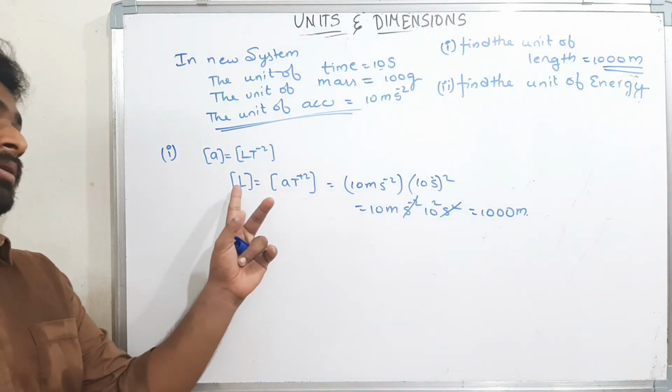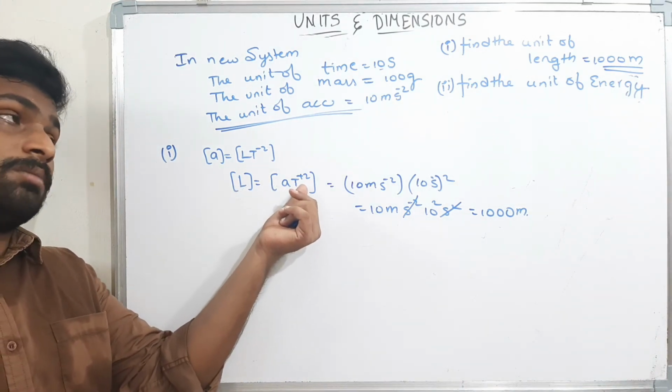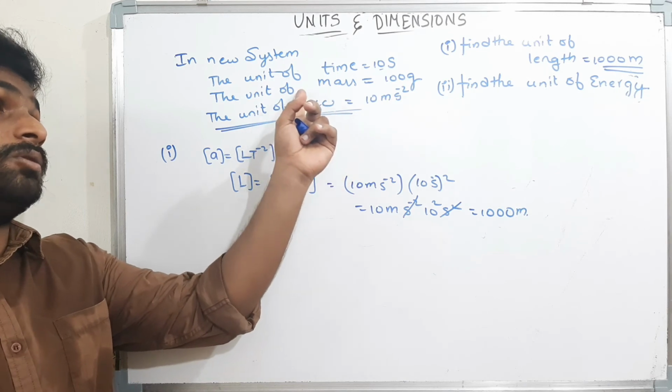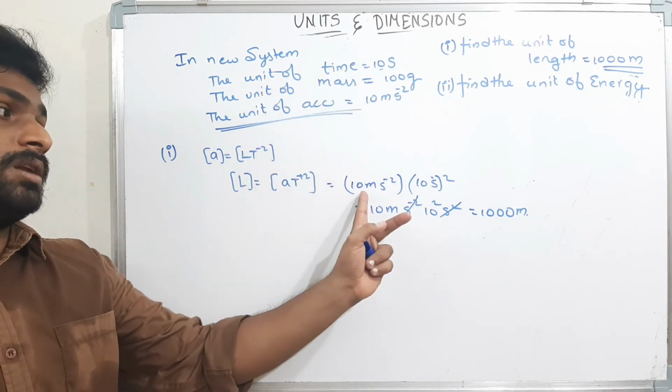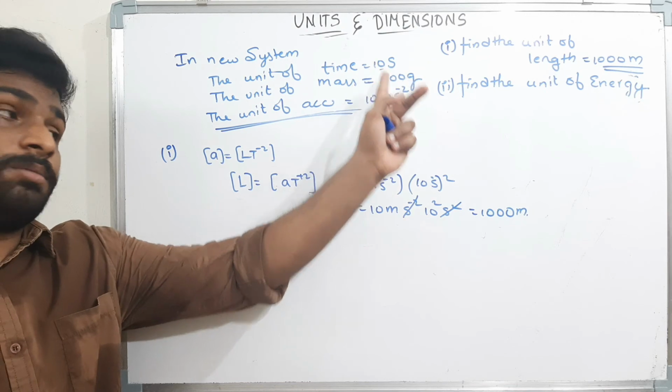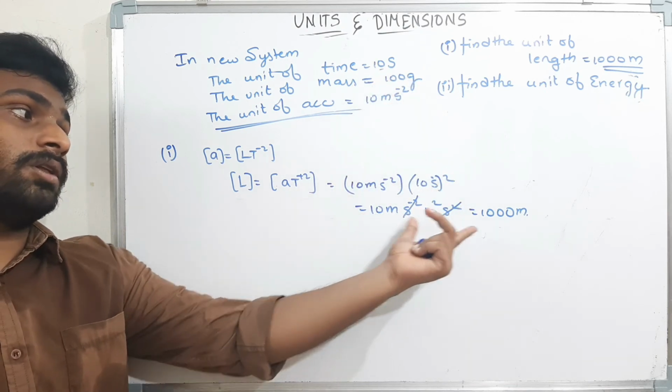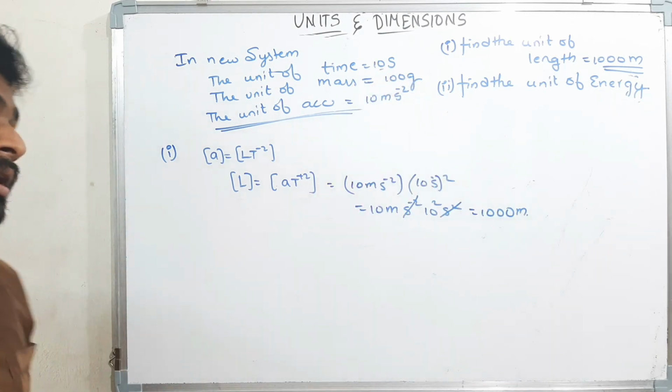I found the dimensionality of length in terms of acceleration and time because I know the unit of acceleration and I know the unit of time. Therefore, I kept the values 10 meters per s minus 2 and the unit of time 10 seconds whole square. Therefore, we got 1000 meters. Now next one.